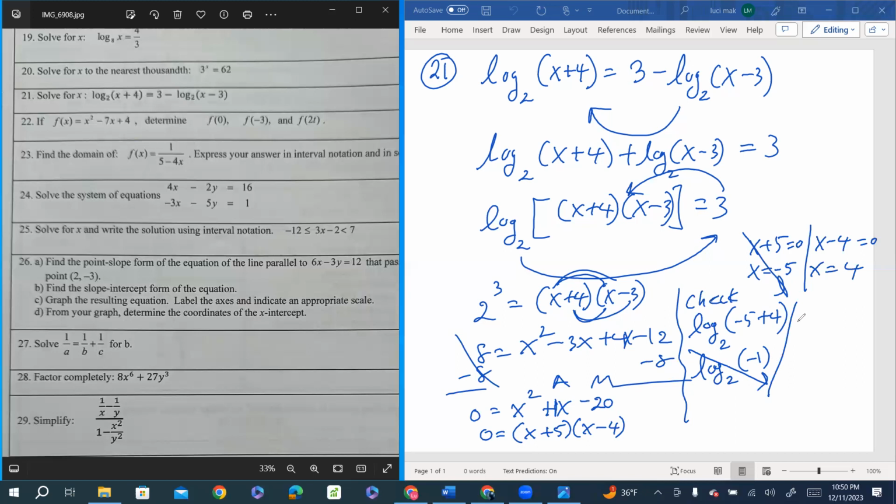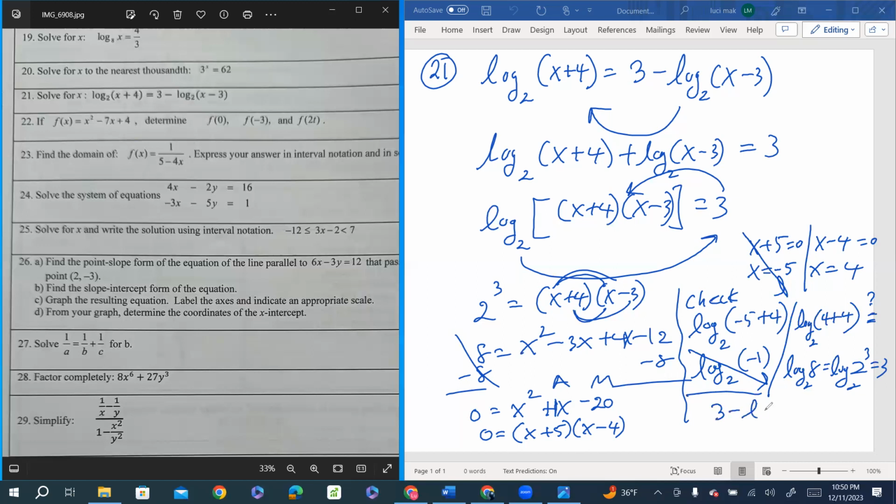Let's check the other one. So log base 2 of 4 plus 4, is it really equal to the right side? That's log base 2 of 8, by the way. Let me do the left side only first. That's equal to log base 2 of 2 to the third power. So that's just 3. So the left side is 3. Let's look at the right side.